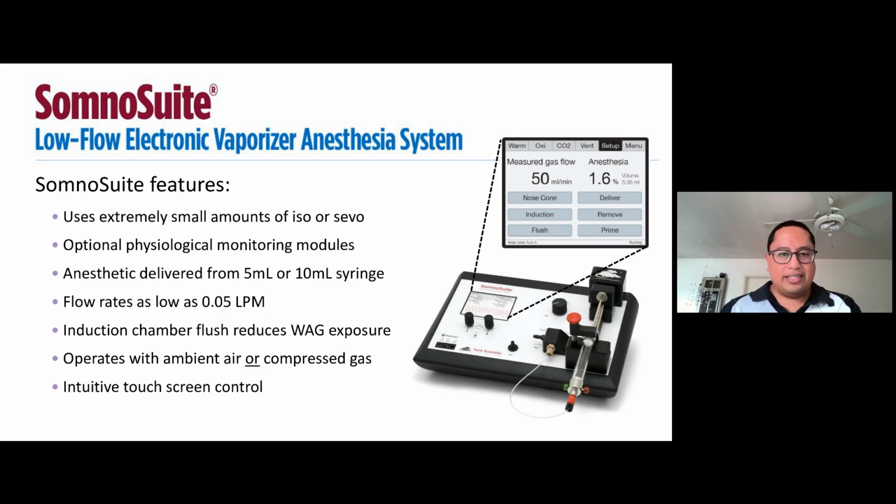When you are ready to anesthetize your animal, you will touch the nose cone or induction buttons to turn on the airflow, followed by the deliver button to deliver the anesthesia. Both the nose cone and induction buttons can be preset in the setup tab. And when you are ready to remove the animal from the induction chamber, we have a flush button. This will add a layer of air into the chamber with no anesthesia to reduce waste gas exposure when you open up the induction chamber.